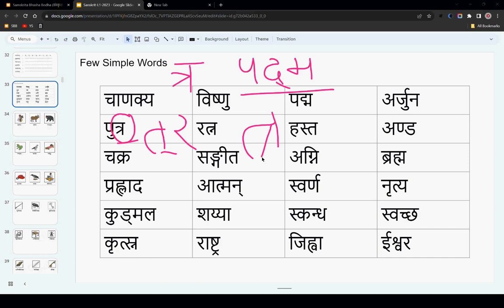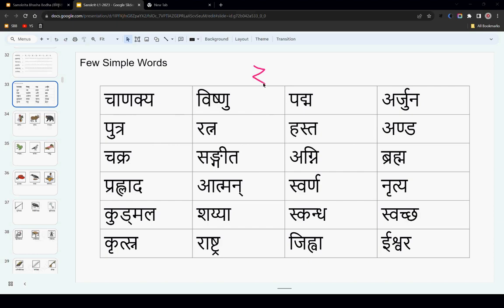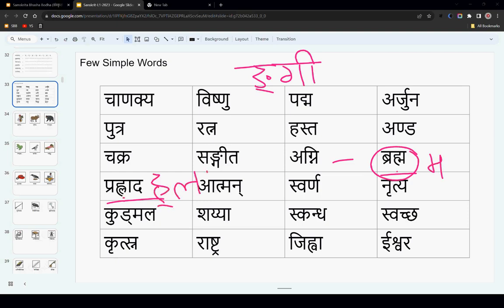Then Hasta, Andha, Chakra. Here also there is a Chakra. Then Sangeeta. So in Sangeeta, there is a Nga. Remember there is a Nga there, Kakaganga. And then there is Ni, Sangi, Sangeeta. Agni, then there is a Brahma, Prahlada. So note that there is a Ha before, and in this case Ha before and Ma later. And in this case Ha before and La later.